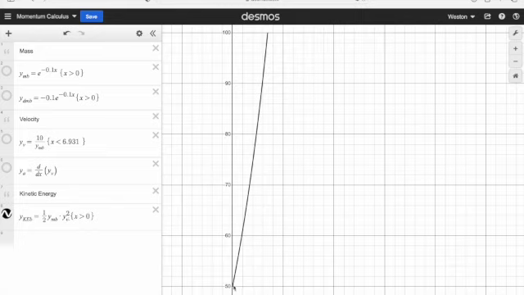And what that results in is this curve right here, where it starts from 50. So you have 1/2 times the initial mass, which is 1, times the velocity, 10 meters per second, squared. So that's 1/2 times 1 times 100, which is 50.